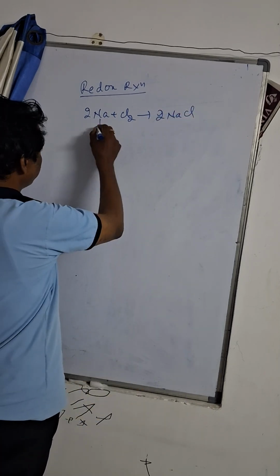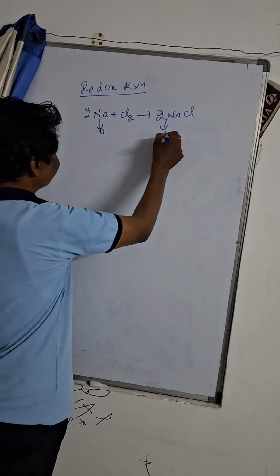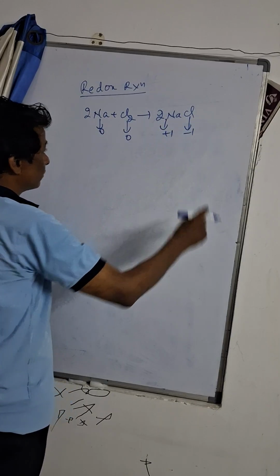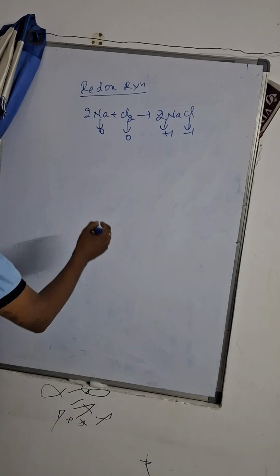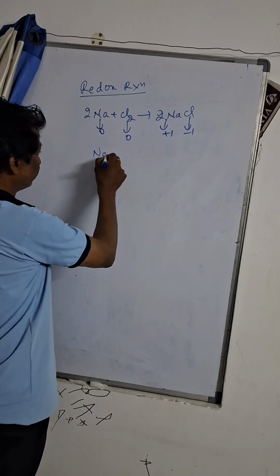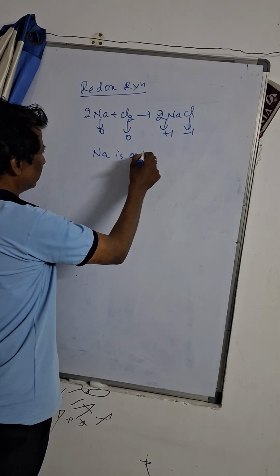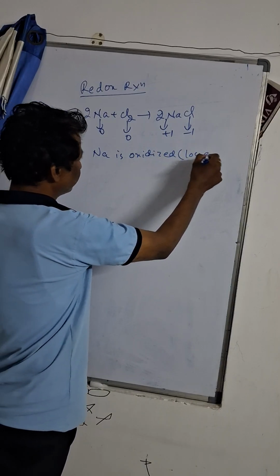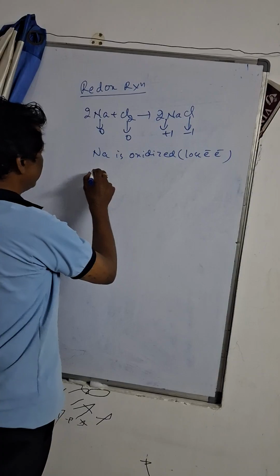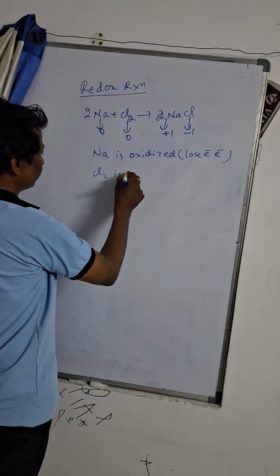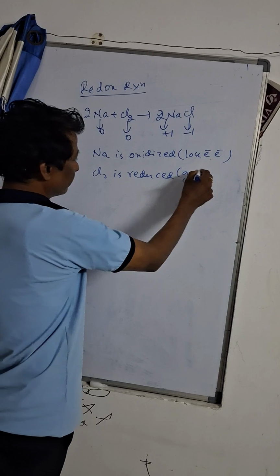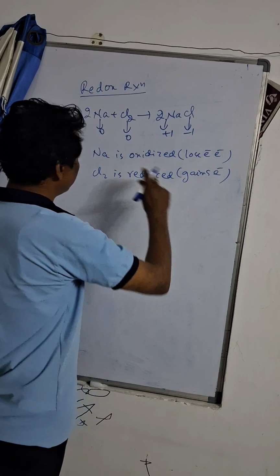Indicate oxidation numbers: 0 to plus 1, 0 to minus 1. These are oxidation states. Sodium is oxidized. It loses electrons. Chlorine is reduced. Chlorine gains electrons, 0 to minus 1.